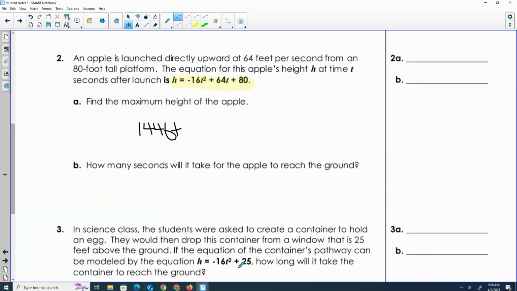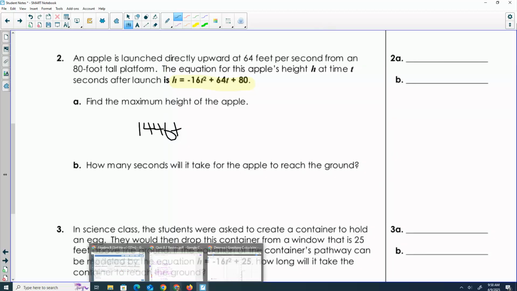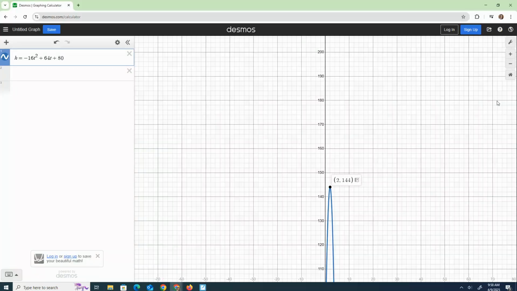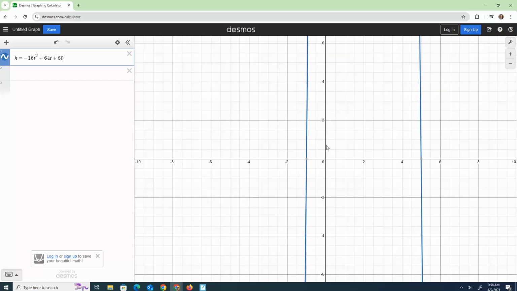All right, how many seconds will it take to reach the ground? So what happened on this one, it told us we launched the apple from the top of a platform. So this one, okay, it didn't start back here. We were standing up on the platform, threw it, it went up and came back down. So it hits the ground when my height is 0. There's 2 of them. Can the time be negative? No. So we ignore that one, so it's after 5 seconds.